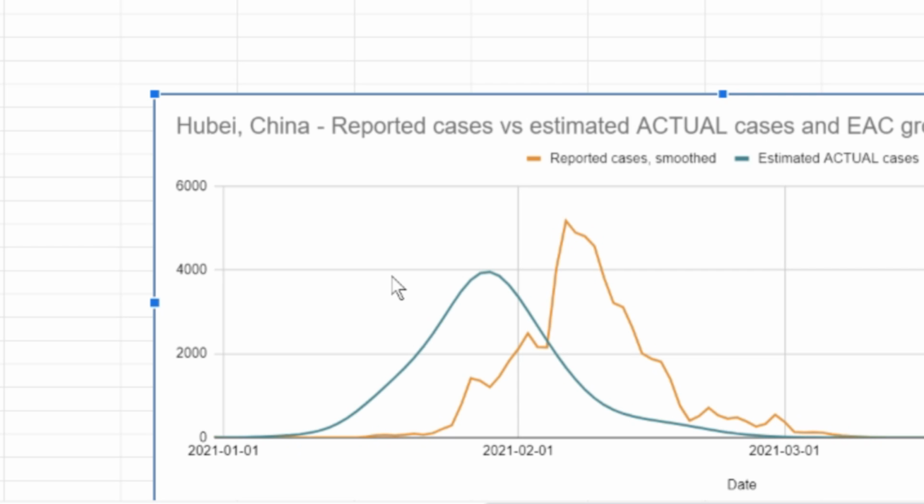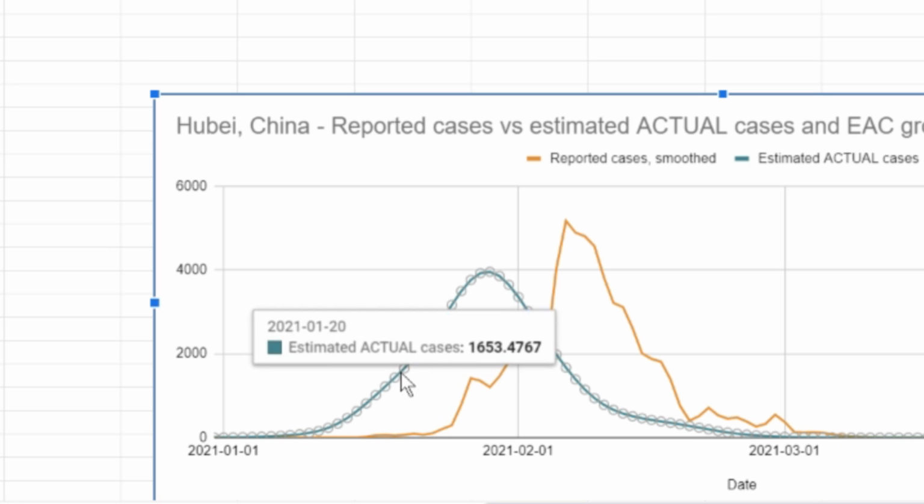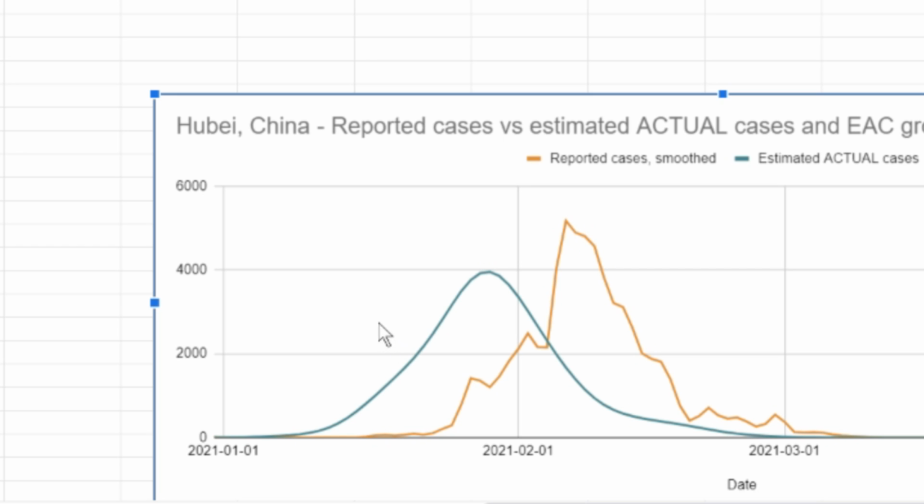Okay, back to Hubei, China. According to our blue estimation line, for the number of new infected people per day, on January 19th, an estimated 1,430 new people got infected. On January 20th, an estimated 1,650 people got infected, and so on and so on. So every day, more people are getting infected than the day before.